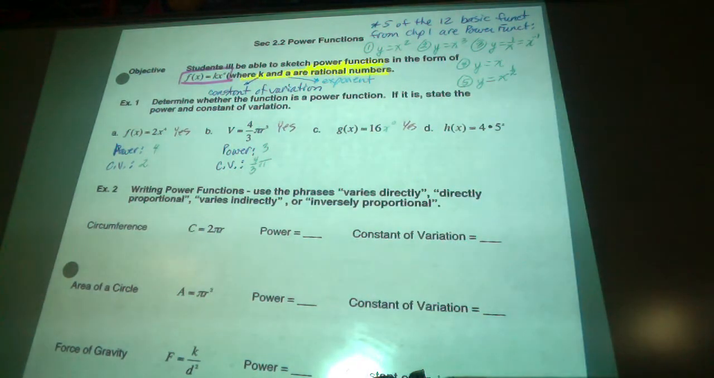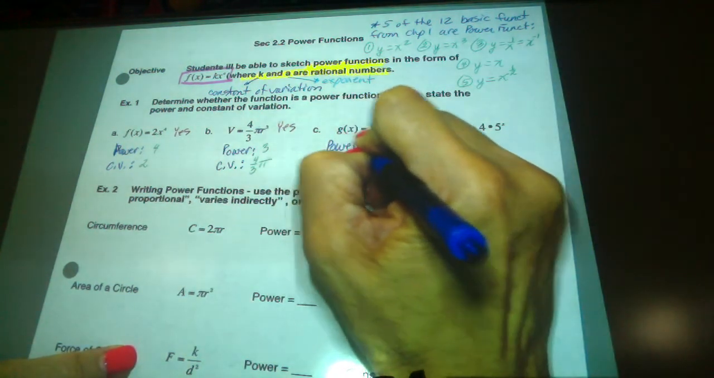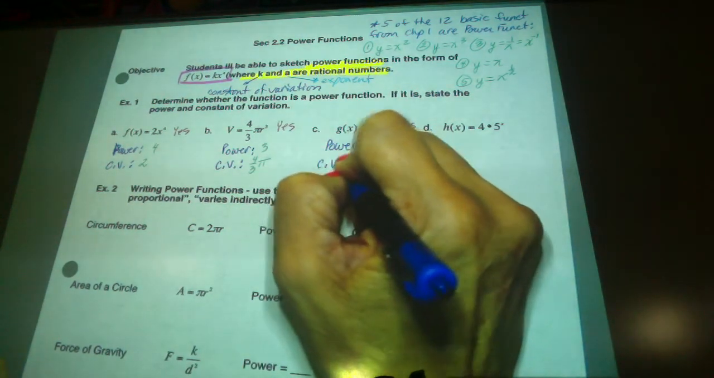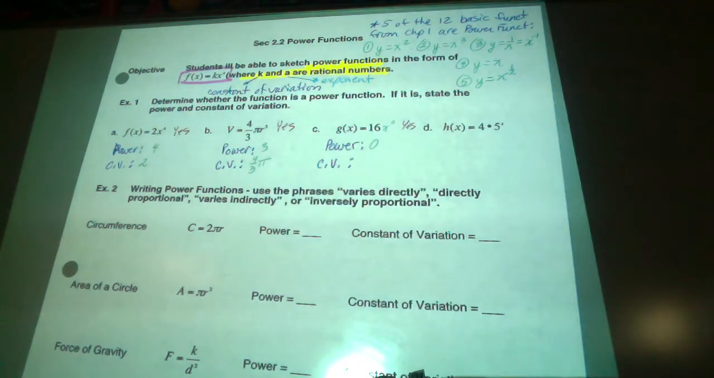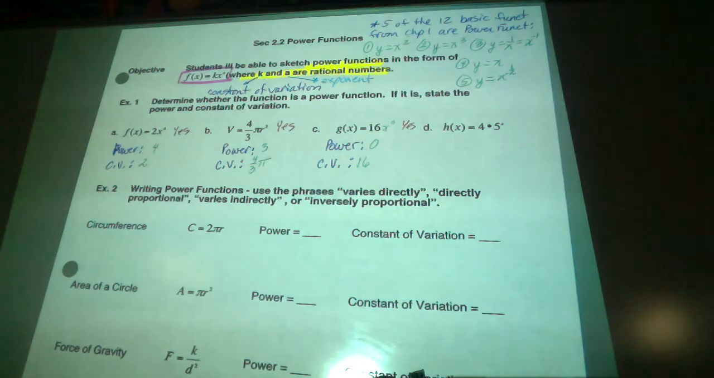It's a constant power function. Its power is indeed 0. Its leading coefficient, or its constant variation, is what? It is 16. So that one you might want to highlight or star, because that's the one that you're probably going to miss. What about D? Yes or no?